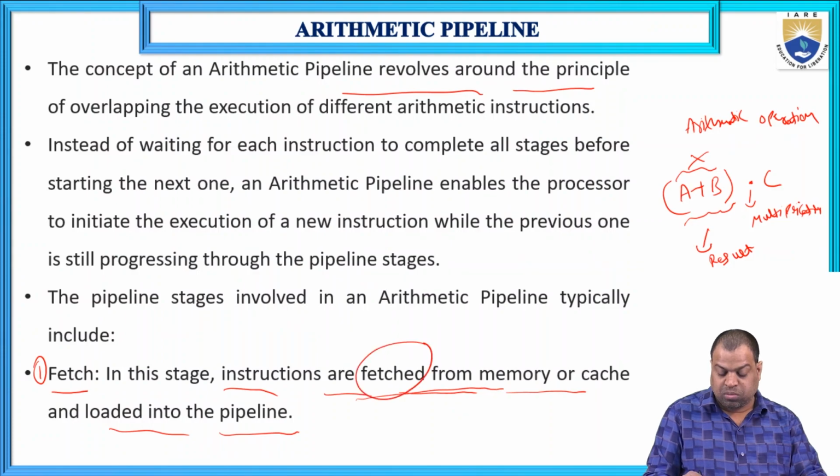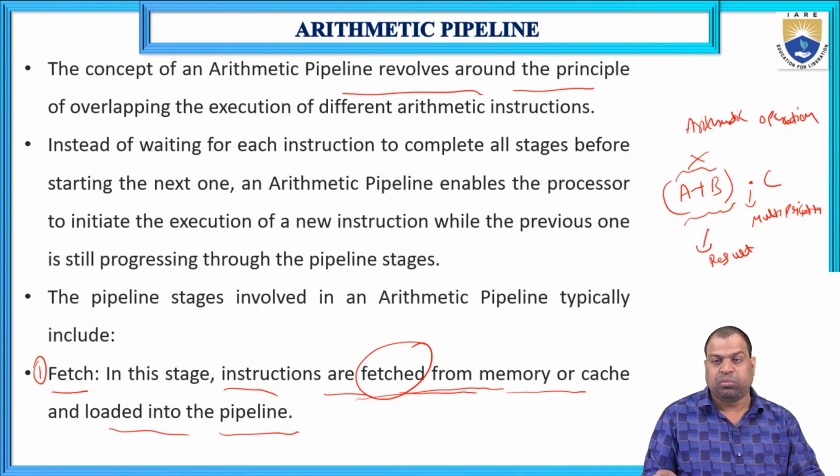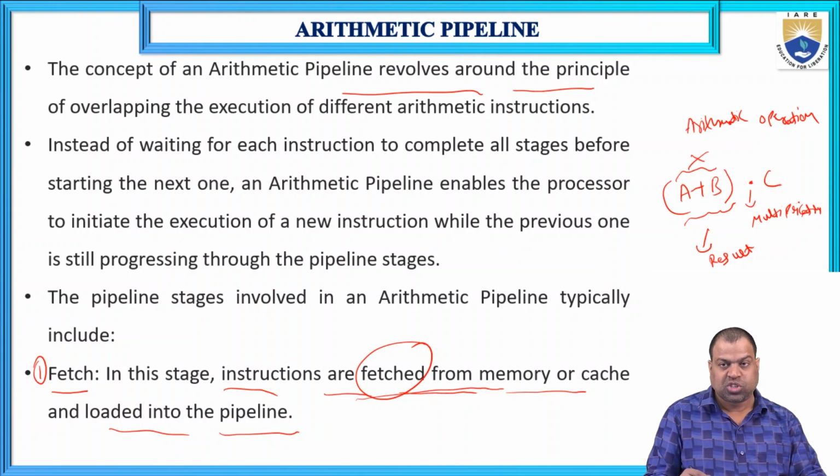It is fetched from memory. Why? Because the instructions we give are in memory. Fetching means the instructions we typed, the ones we are executing, are already in memory. So while executing these instructions, the first stage of execution is fetching. In fetching, the instructions are fetched from memory.